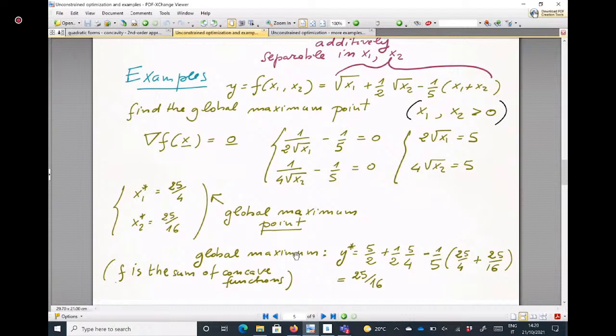It's just a matter of replacing these optimal values into the function. So it will be the square root of 25 over 4, which is 5 over 2, plus 1/2 square root of 25 over 16, which is 1/2 times 5 over 4, minus 1/2 (x1 plus x2), so this plus this, okay? Then we perform the computations, we simplify everything, and we get that the highest possible value of the function is 25 over 16. So this is the most trivial example that I can imagine.